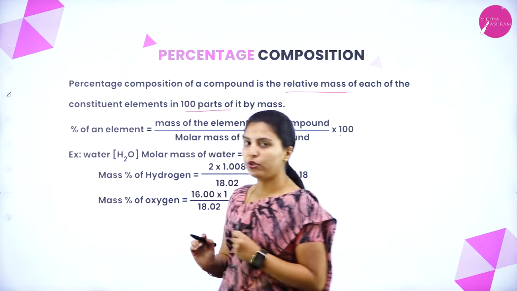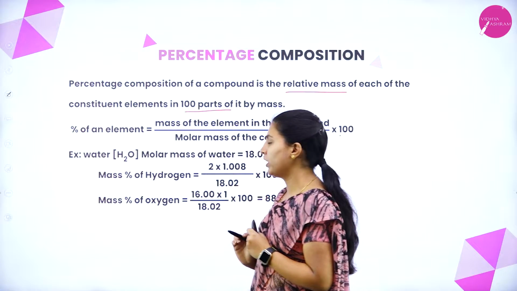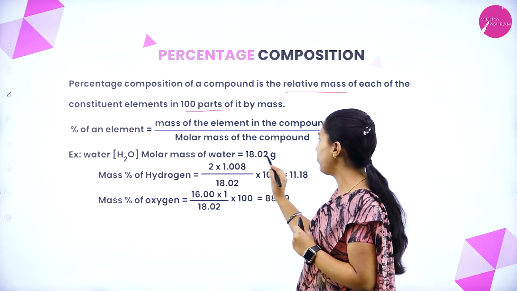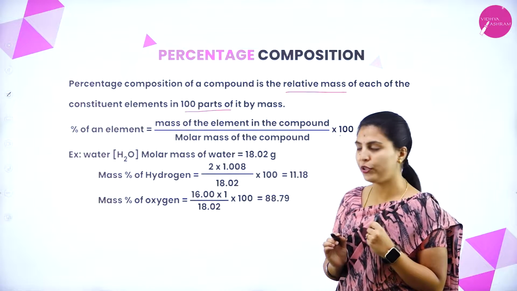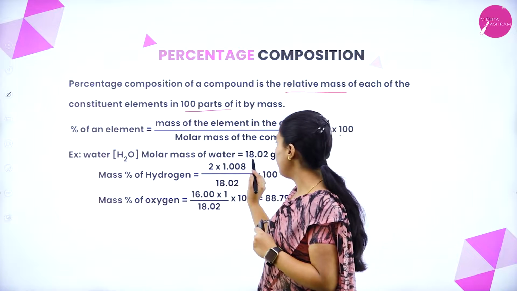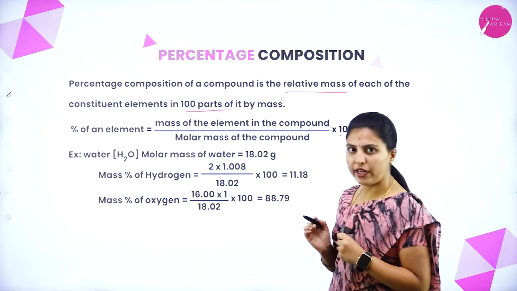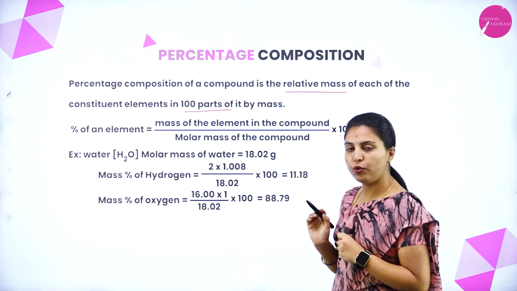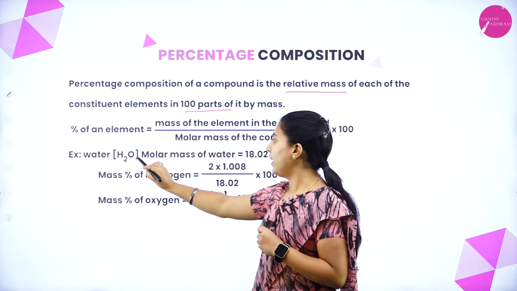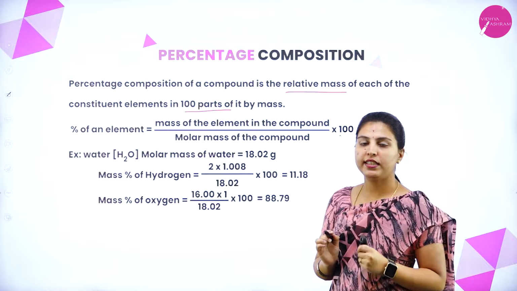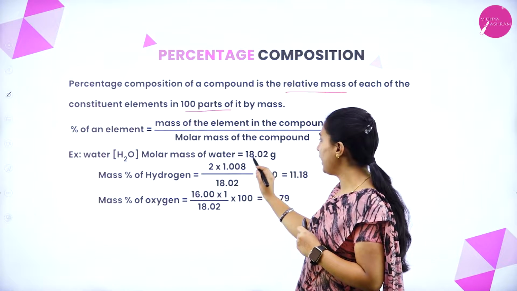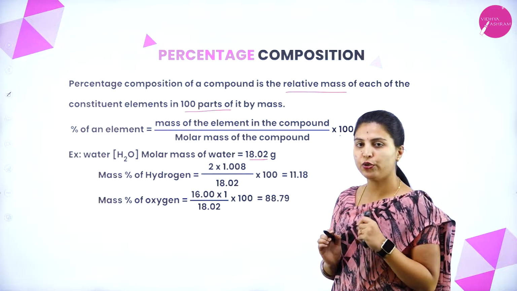Water is a compound. See here, molecular formula H2O, molar mass of water is 18.02. How does it become 18.02? Hydrogen will be 1.008, and 2 atoms are present. That's why 2.008. And for oxygen, 16 is the atomic weight. That's why after calculating, you will get 18.02 gram.